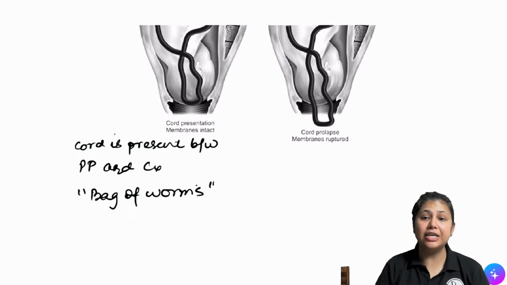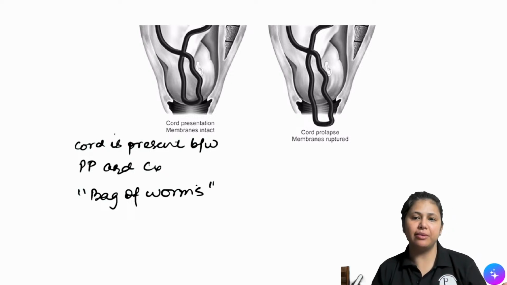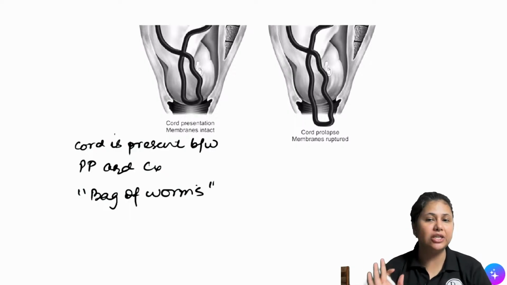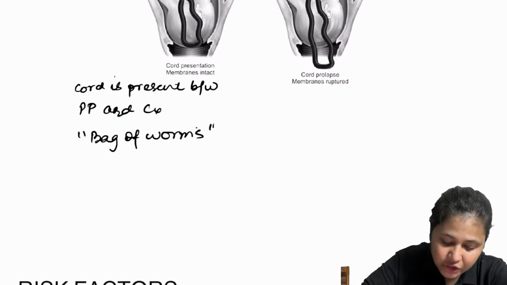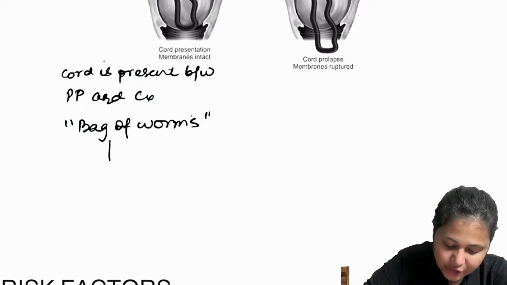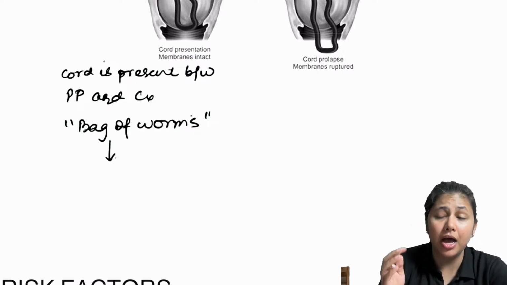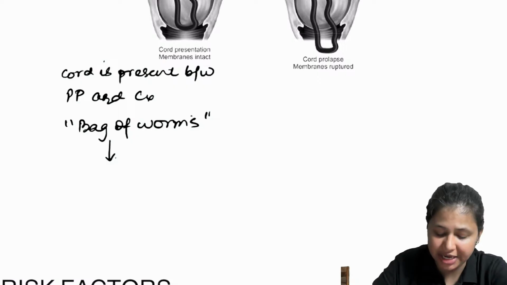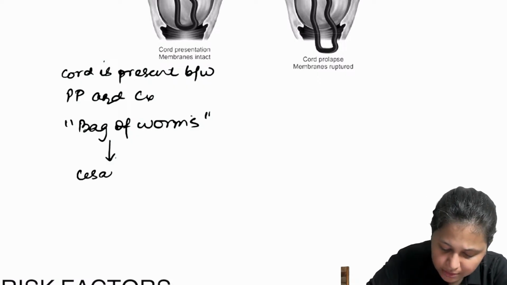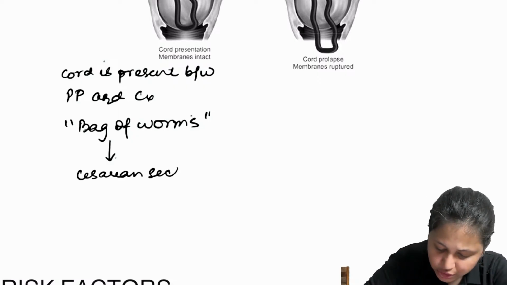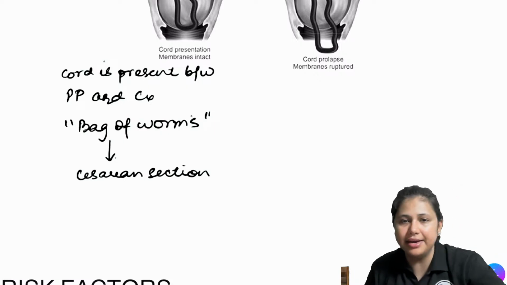So cord presentation, if you have membrane rupture in cord presentation, there is going to be cord prolapse, which I have already told you is an obstetric emergency, which is why if you have cord presentation, if you have a patient who has a typical bag of worms feeling on per vaginal examination, you are going to do a cesarean section. You are going to do a cesarean section. I hope this is clear.